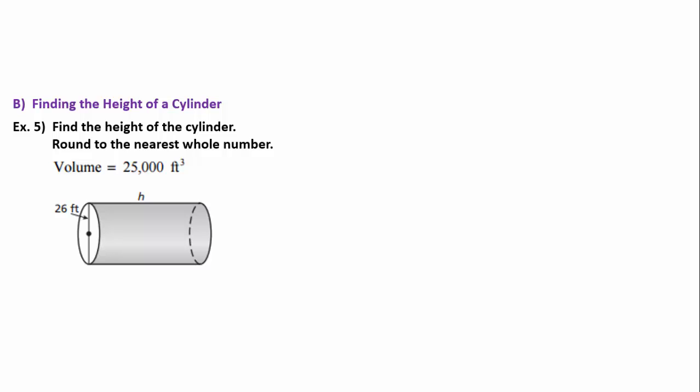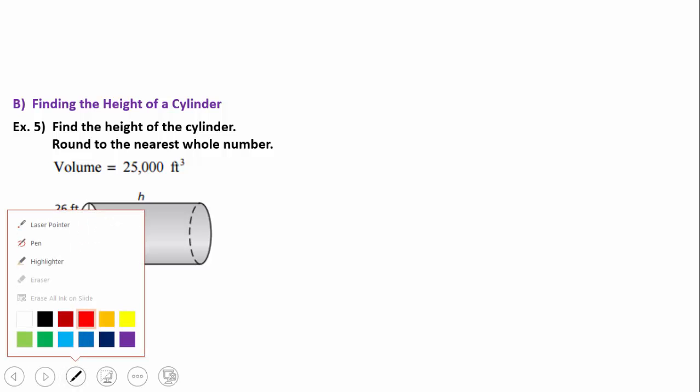All righty, let's get busy. Continuing on with volume of cylinders, this time using the volume to find the height of a cylinder. So we're going to find the height of the cylinder, and round the answer to the nearest whole number. It says volume is 25,000 feet cubed. Well, ladies and gentlemen, a lot of things to think about.